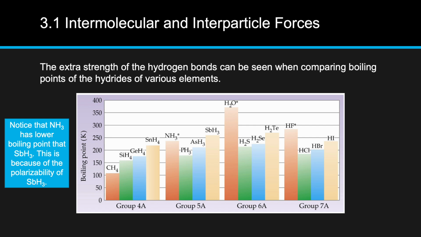And the only thing I want you to look at on this graph is that NH3 is an exception because SbH3 has a much higher polarizability, and because it has so many more electrons, the LDFs are going to be stronger than the hydrogen bonding in NH3.